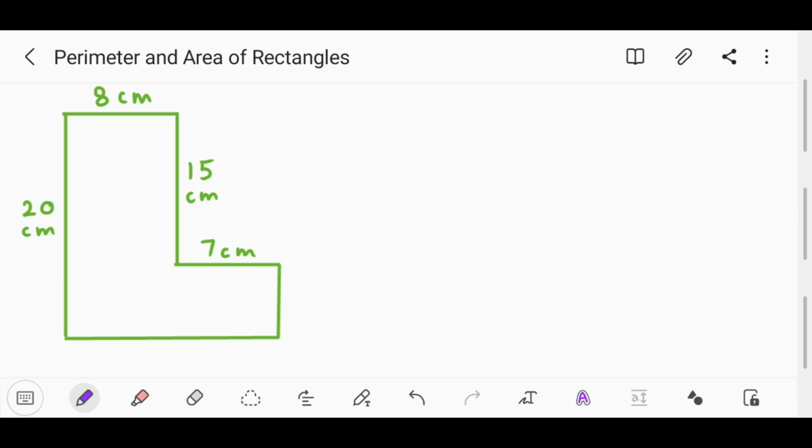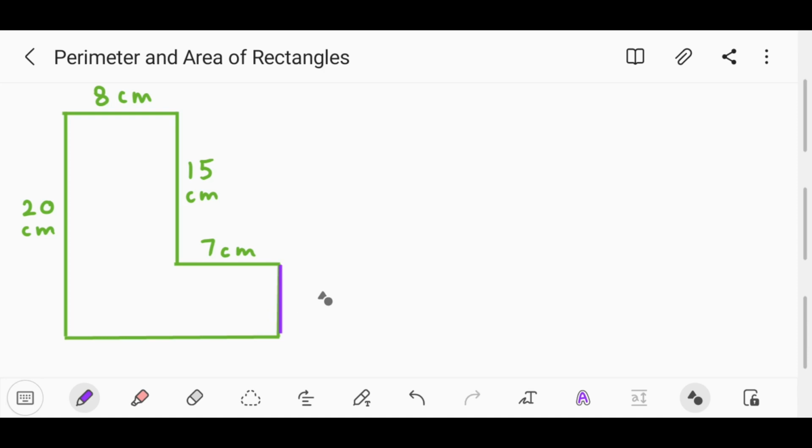Done? Great. I'm sure you would have noticed that certain lengths are missing. What do we do about that? If we look very carefully, we will be able to figure out what these missing lengths are. Shall we try it out? Let's start with this vertical missing length.